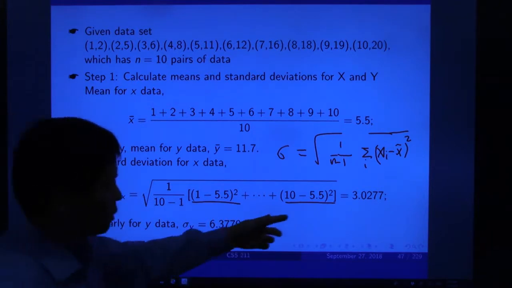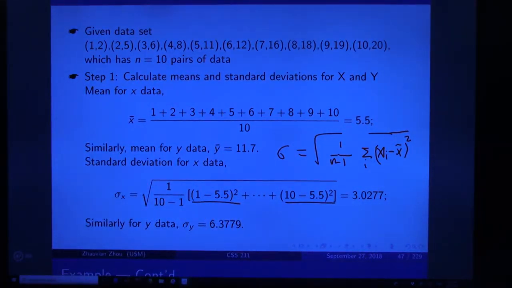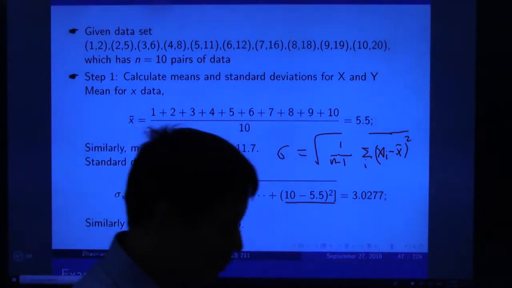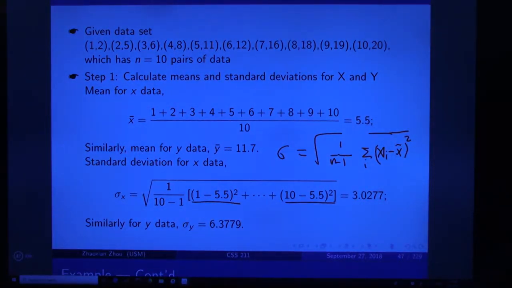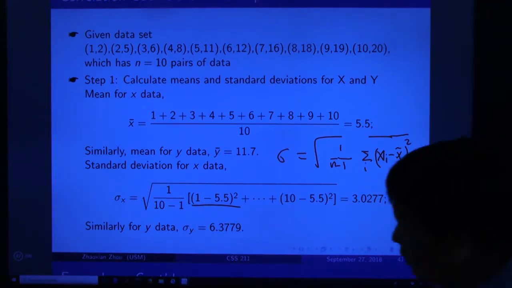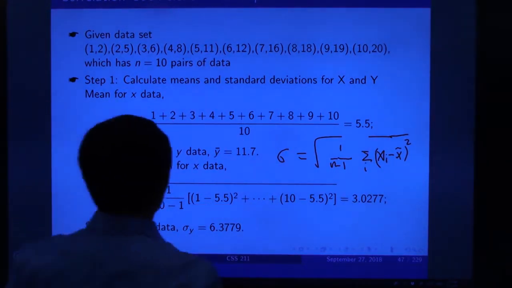This gives us 3.0277. So this is the standard deviation for x. Similarly, for y, the standard deviation equals 6.3779. Okay, so this is step 1. We need to calculate the means for x and y, and the standard deviations for x and y. The next step is to calculate the corresponding z-score.